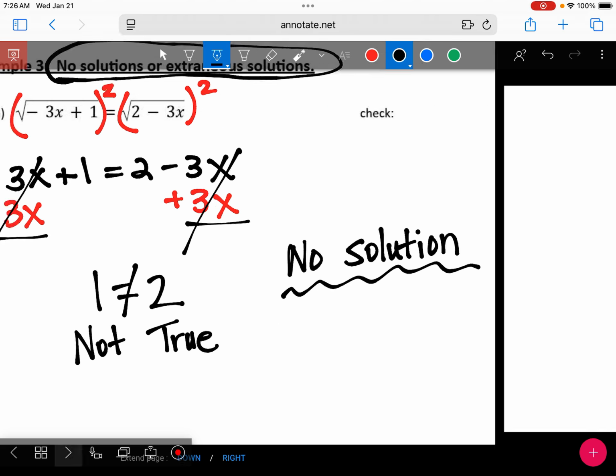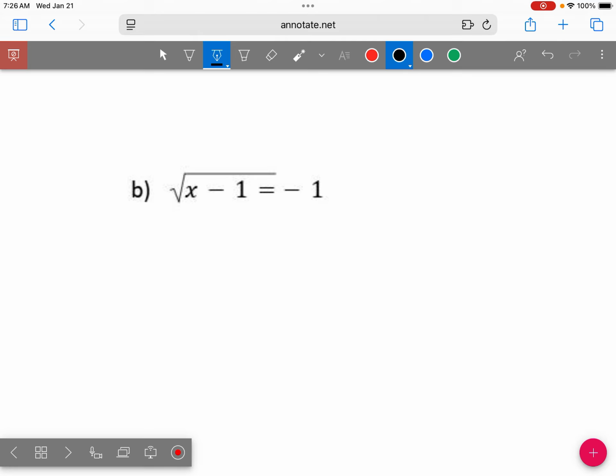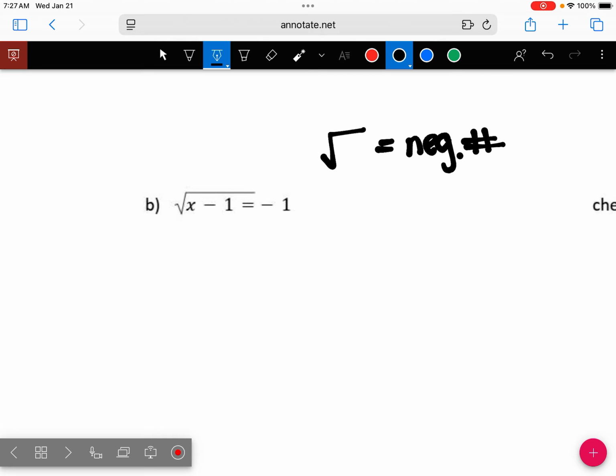All right, let's look at the next one. B. So this is like number 5 on the homework. This is immediately no solution. We don't need to do anything. If you have a square root equal to a negative number, immediately it is no solution. We don't even have to do anything.